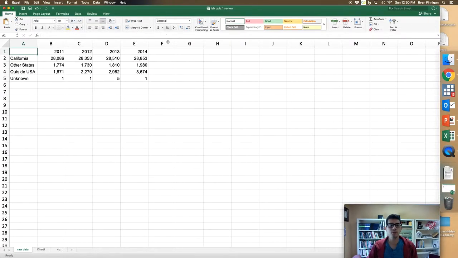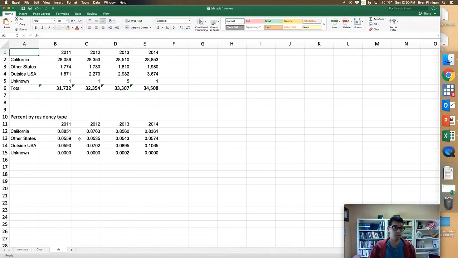This video reviews the differences between frequencies, proportions or percents, and percent changes. What I've got open here are the Try-It-One data, which is the UC Davis student enrollment by residency type and year. And this first sheet here is just the raw data that I downloaded straight from Canvas. And then what I've copied over into the next sheet is the sheet that I'm analyzing with the data.